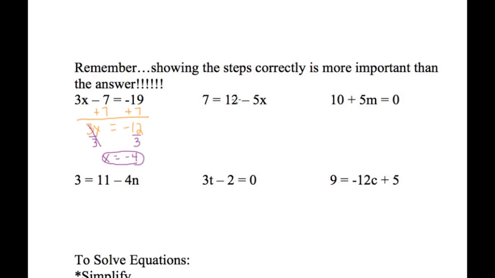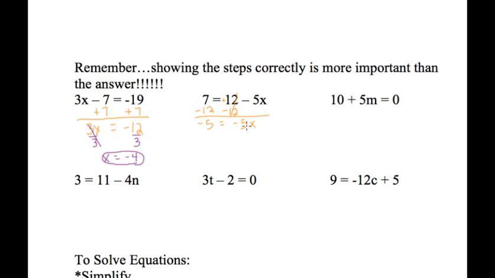Start on the side that has the x. We're going to undo that multiplication last. First we have to get rid of this 12. It's a positive 12. Remember, this negative sign goes with the 5x. So I will subtract 12 from both sides. Think money, 7 and negative 12 is negative 5 equals, that's gone, negative 5x. Don't forget that negative sign.